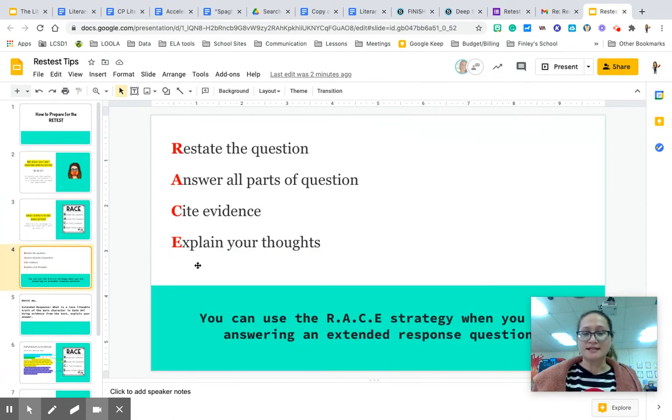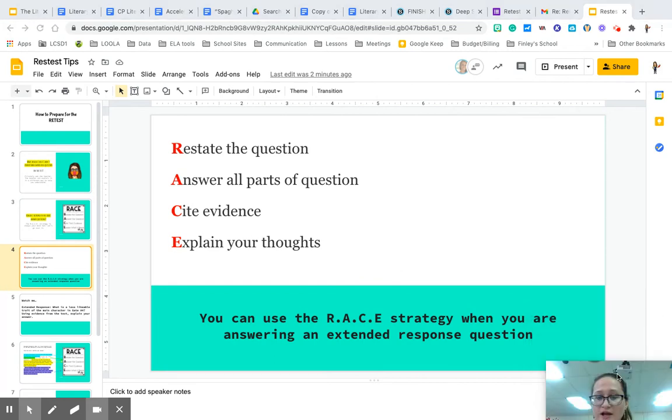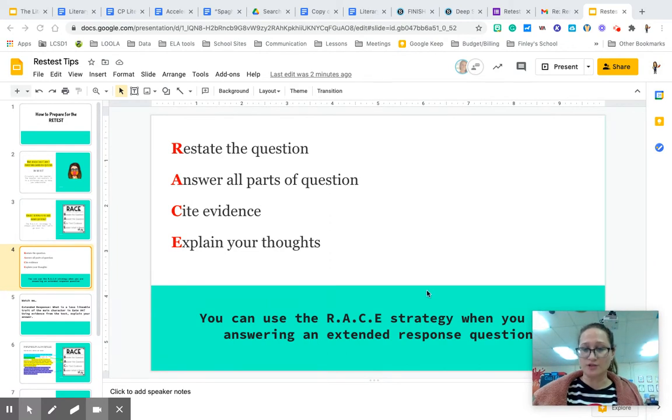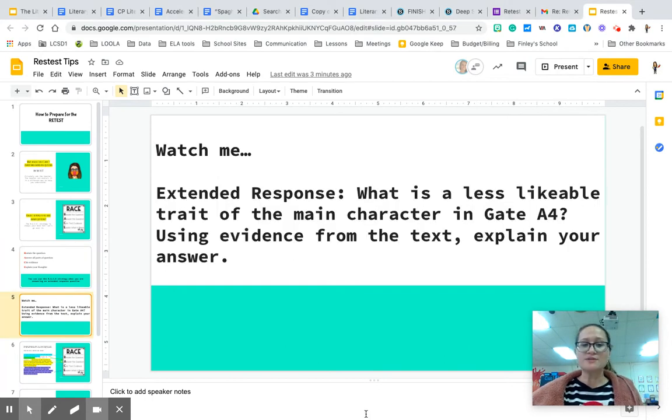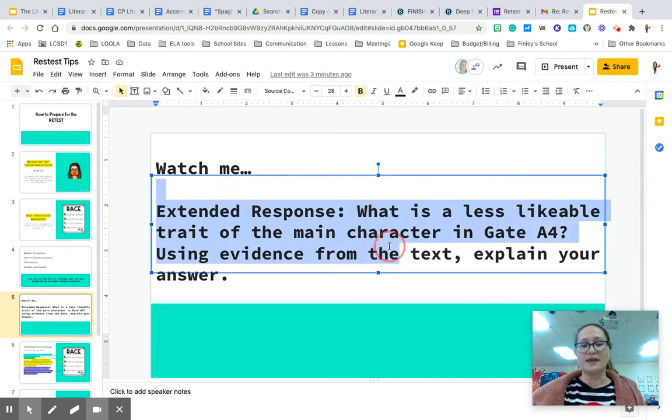The RAISE strategy is an acronym, and it stands for restating the question into a sentence, answering all parts of the question, citing evidence, and explaining your thoughts. You can use the RAISE strategy when you are answering an extended response question. So this refers to questions 9 and 10 once again, and they will be 9 and 10, or I think it's 10 and 11 on the upcoming test. So watch me, guys, as I respond to the following extended response question. What is a less likable trait of the main character in Gate A4? Using evidence from the text, explain your answer.